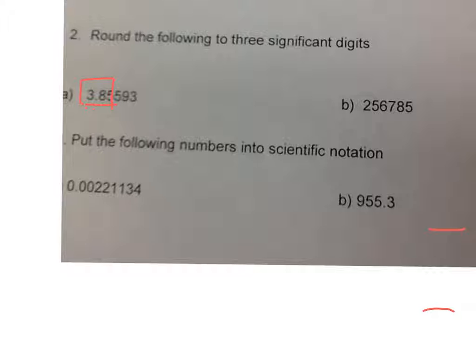So you look at the 4th number, the one that's to be dropped. It's a 5 with stuff after it. So your old rules for rounding with 5s hold. So this would be 3.86.